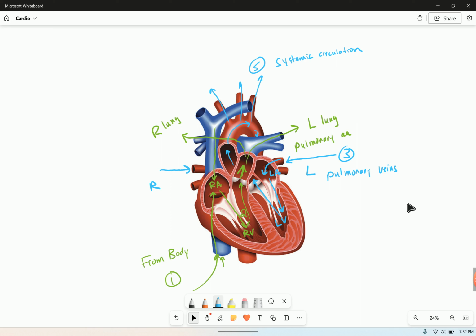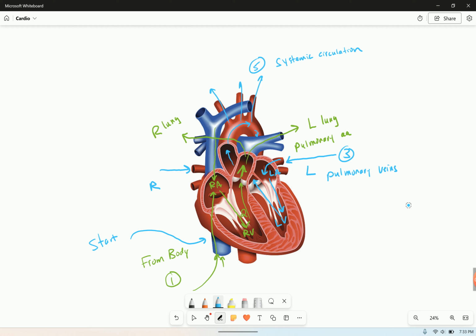Okay, one way to try to visualize this is if you were a red blood cell traveling through the heart, what is the order from beginning to end that you are traveling through the heart? So your starting point is going to be the vena cavas. Okay, so from body to the heart. So superior and inferior vena cava, and then that blood spills into the right atrium. So that's going to be your starting point.